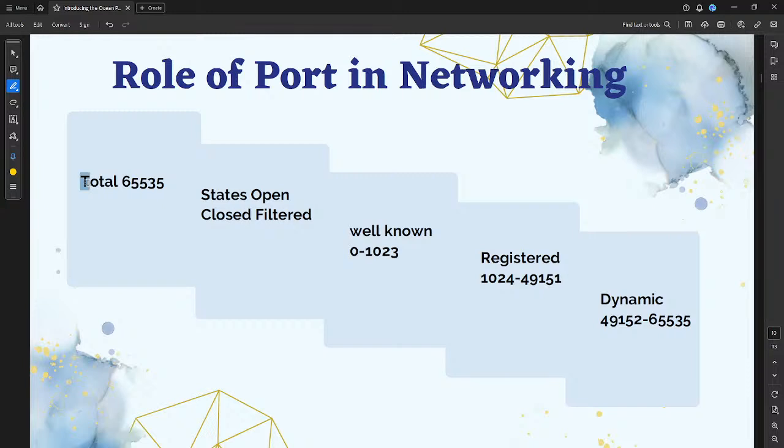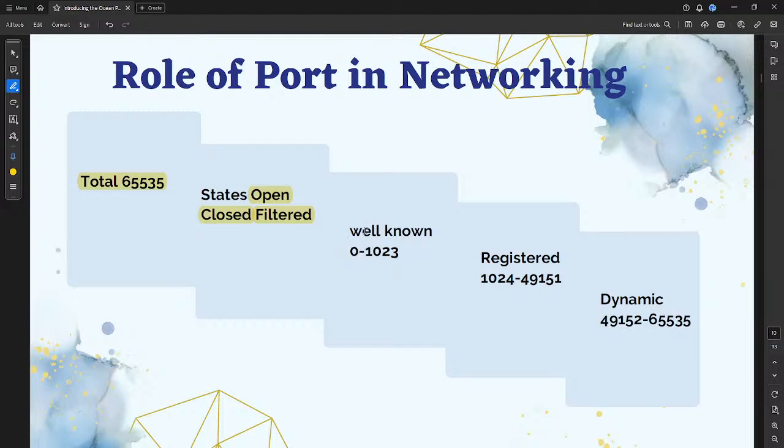Now, we have a total of 65,535 ports. It's very important for you to note this because you might find these questions in an exam, and they might try to confuse you by probably saying 63,000 or 555. You need to be careful about that. We have a total of 65,535 ports. Now, there's something known as the state of a port. The state of a port is usually either open, closed, or filtered. Very important to note this state of the port.